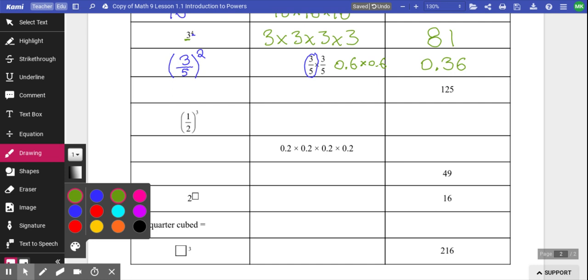Cool. That's a tricky one. The fractions always kind of stump people. The next one, standard form backwards. That's the hardest way to go.